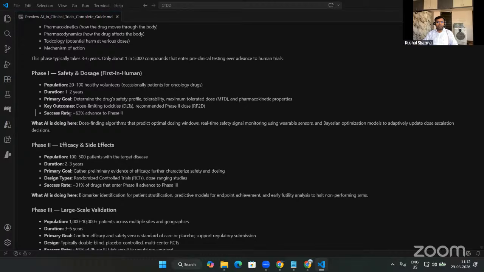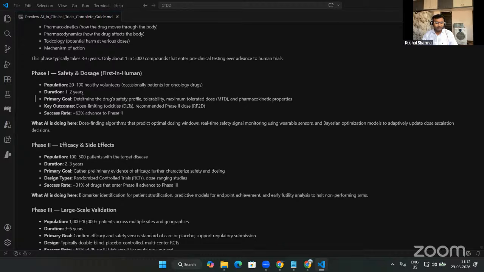Dose finding algorithms that predict optimal dosing window, real-time safety signal monitoring using wearable sensors, and Bayesian optimization models to adaptively update dose escalation decisions. Understand that from phase 1, it takes 1 to 2 years.